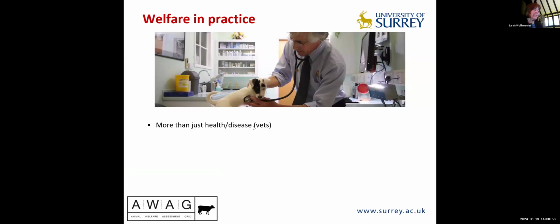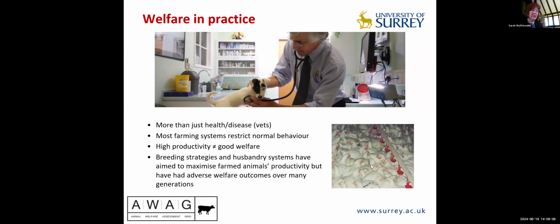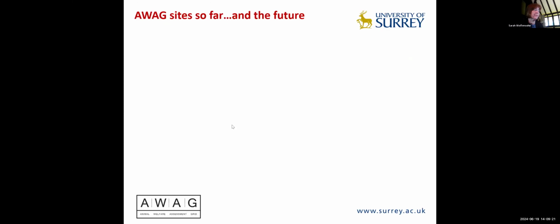So welfare in veterinary practice, it's more than just health and disease, which is what vets tend to focus on all the time. Of course, most farming systems restrict normal behavior, and high productivity, like these chickens here, doesn't necessarily mean good welfare. And over the years, the breeding strategies and husbandry systems aim to maximize productivity, but have had some adverse welfare outcomes over the generations.